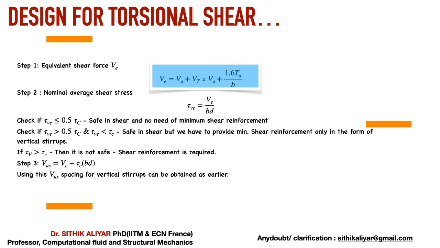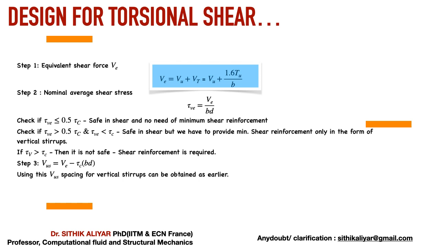So if you see, this is the formula to include the torsion in your problem. Ve, that equivalent shear force, is equal to the usual shear force you are having, that Vu. I hope you remember what Vu is. Vu is nothing but the shear force coming from outside because of the load, because of the SFD. If you draw the SFD diagram, the shear force coming is nothing but Vu. Vt is the shear force because of the torsion. What is the formula? 1.6 Tu by B. That is the extra shear force we are including.